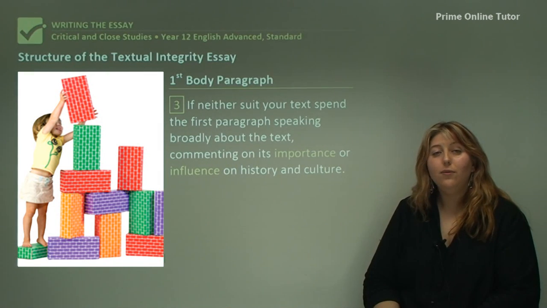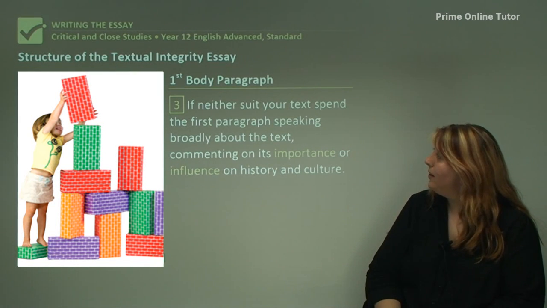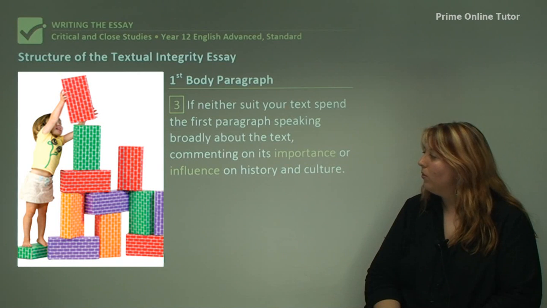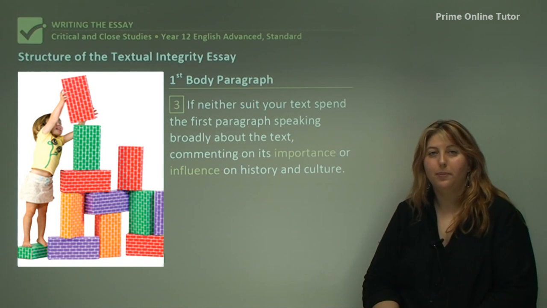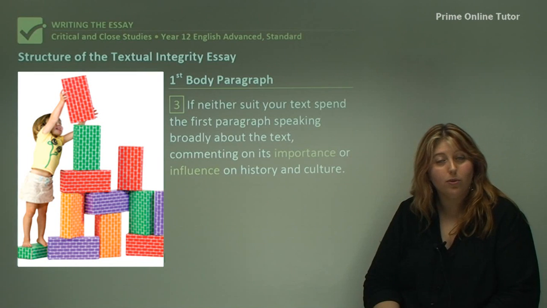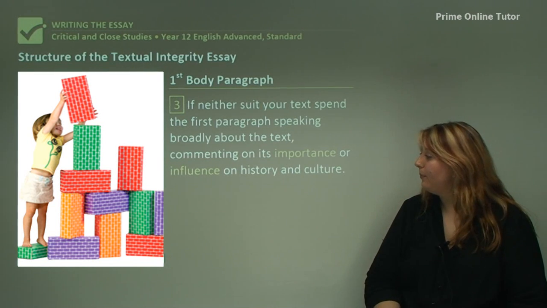So if neither of those kinds of first paragraphs suit what you're writing about, you should spend the first paragraph speaking broadly about the text, commenting on its importance or influence on history and culture. So where does it fit? How did it influence people? How did people respond to it? These sorts of questions might be answered in your first paragraph.